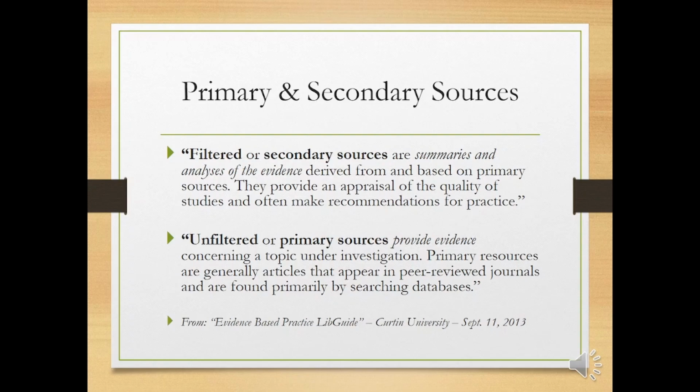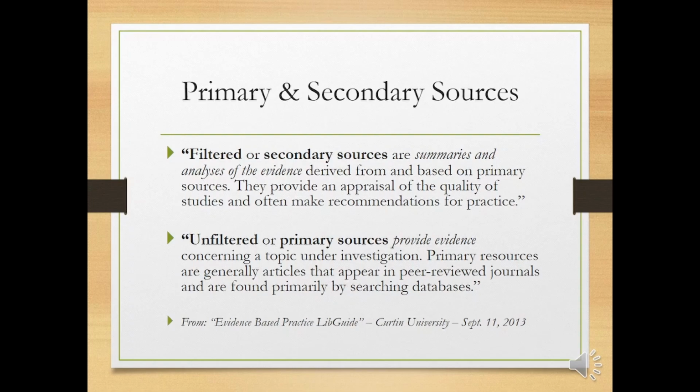There are different levels for various types of sources, and a good first step to recognizing if the source you have may be considered research is to recognize the level of the source that you have before you. I have listed here the two most commonly found in scholarly journals. Filtered or secondary sources are summaries and analyses of the evidence derived from and based on primary sources. They provide an appraisal of the quality of the studies and often make recommendations for practice. Commonly, they are not written by those directly involved in the actual research being written about, so it has gone through a filter or being written about secondhand.